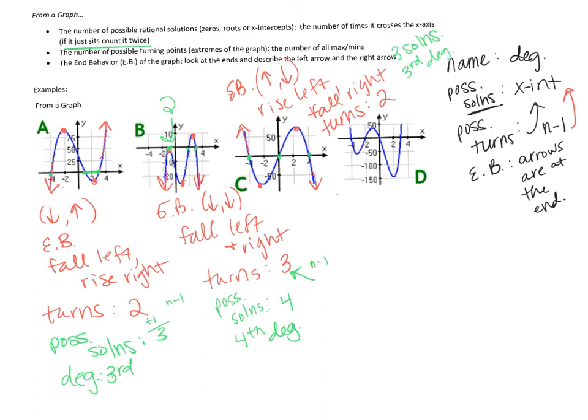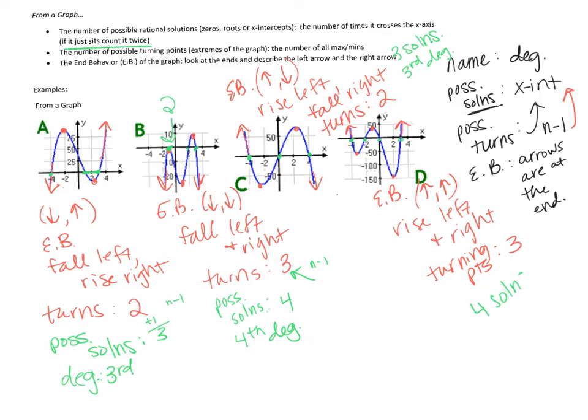Okay, so let's look at this last one here. I've got my end behavior is up, up. So that means it's going to rise, left, and right. Okay. Possible turns. So let's see. I've got 1 turn, 2 turns, 3 turns. So I've got 3 possible turns or turning points, whichever one you want to call it. So I know that I should have 4 solutions. 1, 2, 3, 4. 4 solutions, or x-intercepts, or roots, whatever you want to call it, which means it would be a 4th degree polynomial.